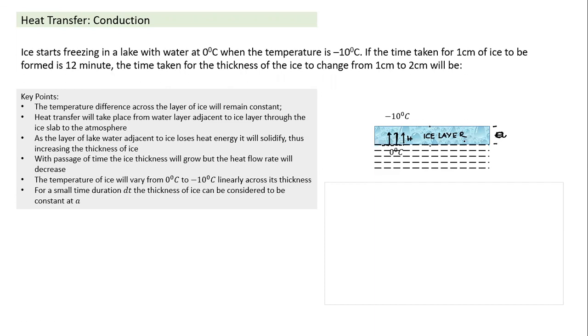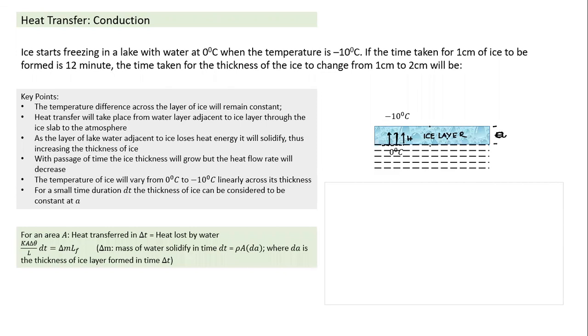Let's see how we form the equation. So let's try this very simple equation forming. Let's take an area A. So this is a big layer, so we focus on area A, the area of cross section. If you look from the top, maybe we can take a square of area A. We focus only on that layer of ice. Heat transfer in time dt is equal to heat loss by water, and heat loss by water will be equal to delta M into LF. That's the equation.